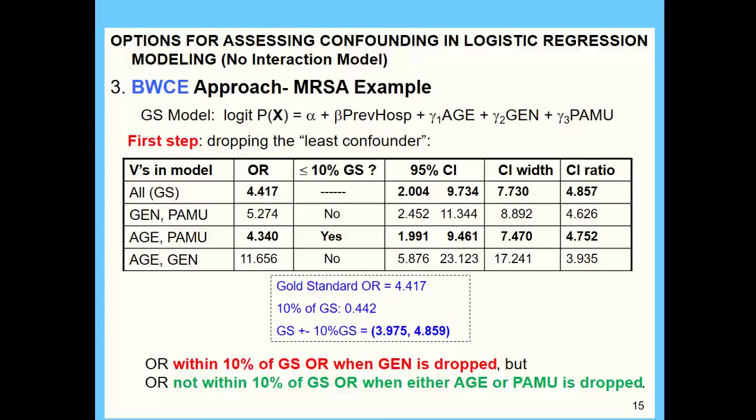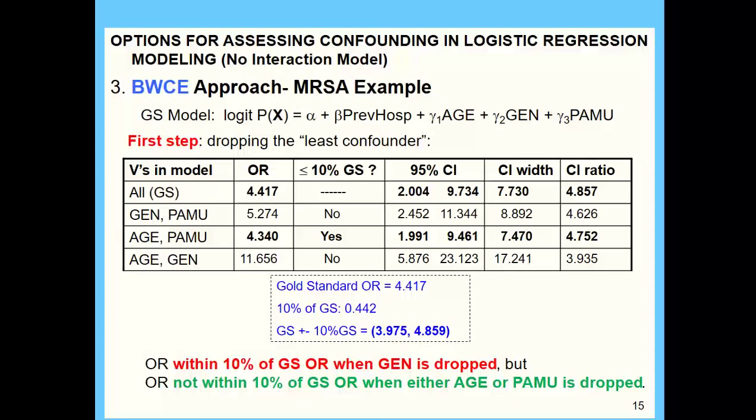Now we've made a decision to drop this variable. What's the next step? After this step, we've dropped gender. There are 2 variables left, age and PAMU. So we want to see whether we can drop either one of those using the change in estimate rule, the same thing, but now going to the second step. I haven't done it yet. So at the first step, in the backward change in estimate approach, you should drop gender, giving the following reduced model. That's the reduced model.